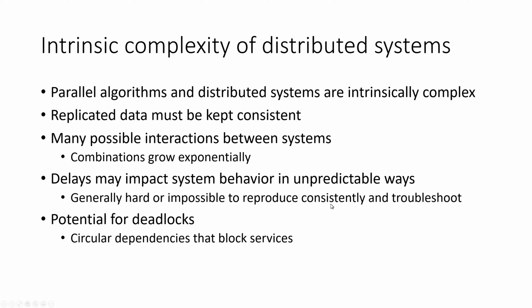We might observe a bug that happened once. Then because we can't generate this bug again to try to understand a little better what's going on, it's very hard to troubleshoot. Also in distributed systems, we have the potential for deadlocks, which is when a circular set of dependencies blocks all services. One service depends on the other, and then no service can make any progress, all of them just get stuck, and the system stops working. So this also can happen in a distributed system.